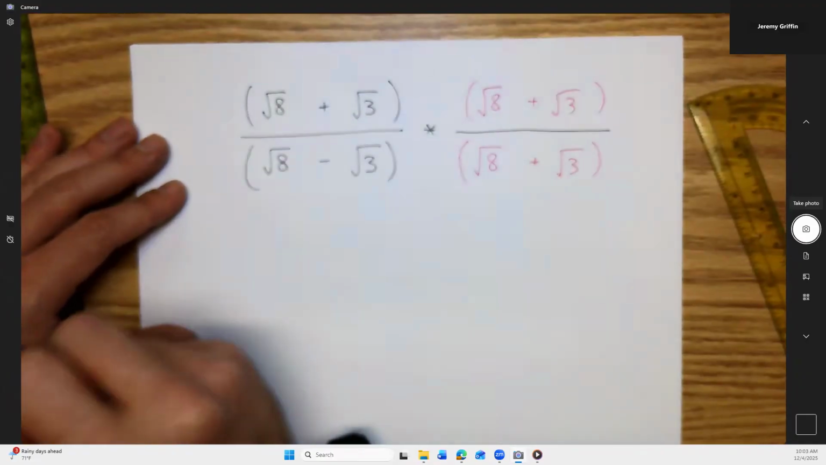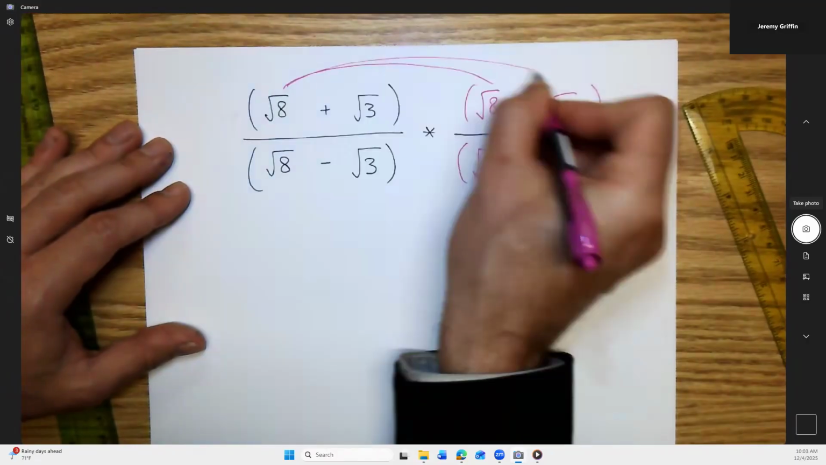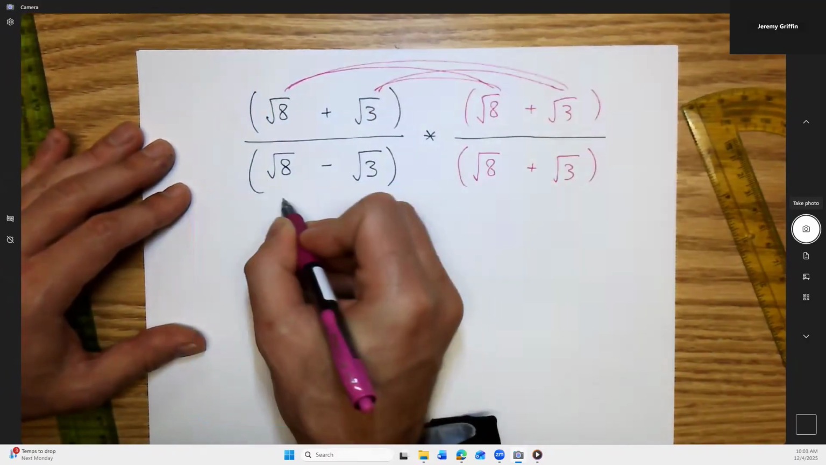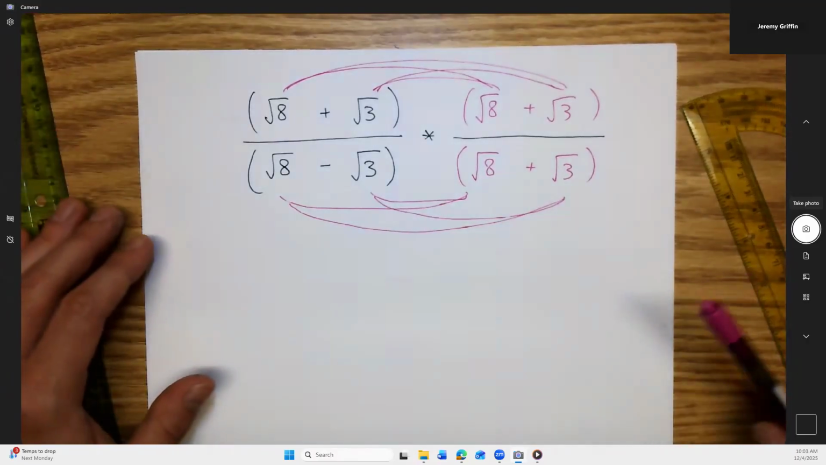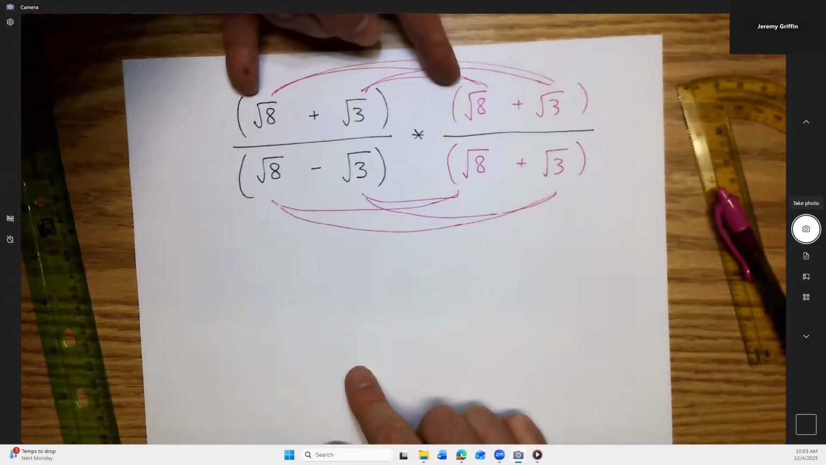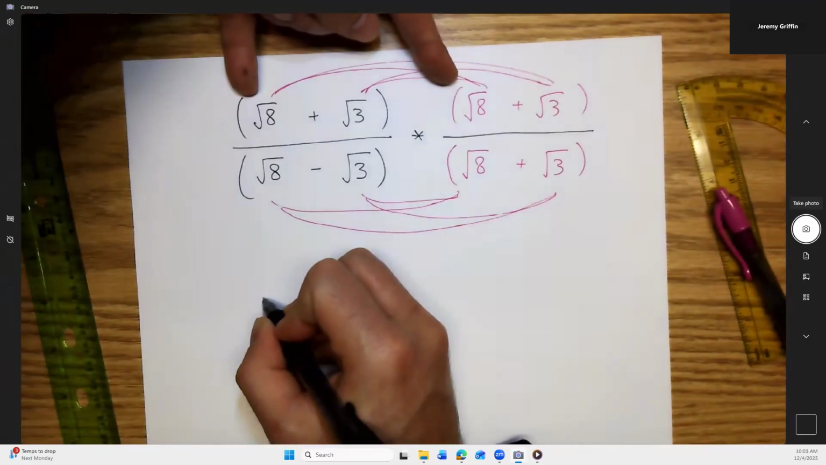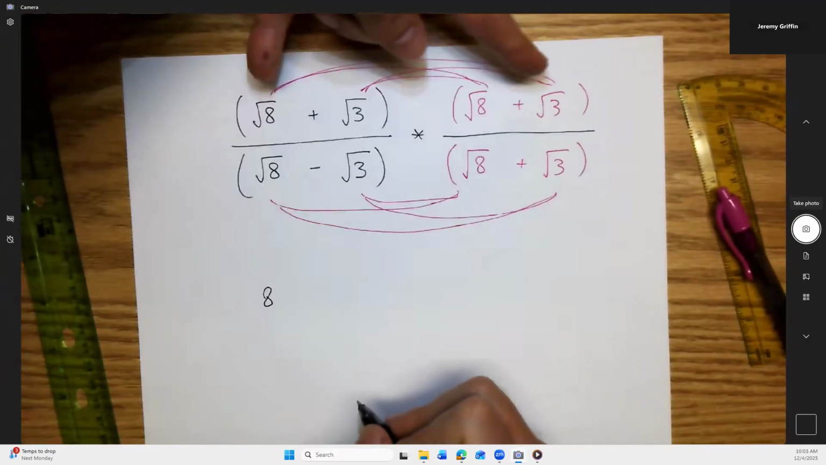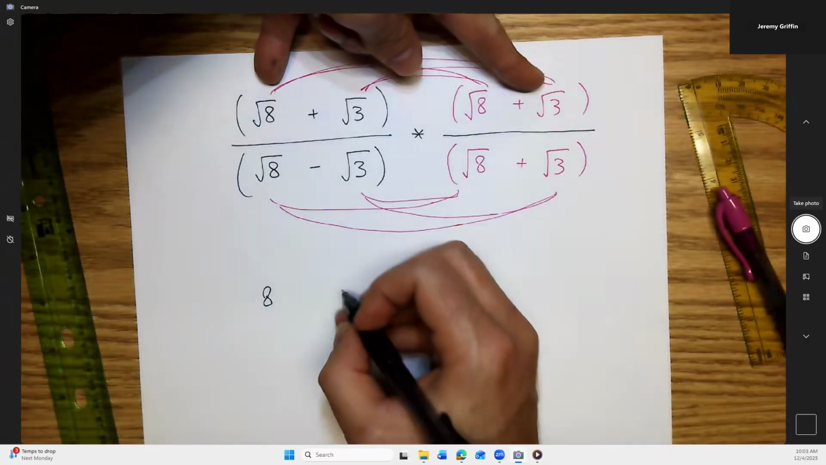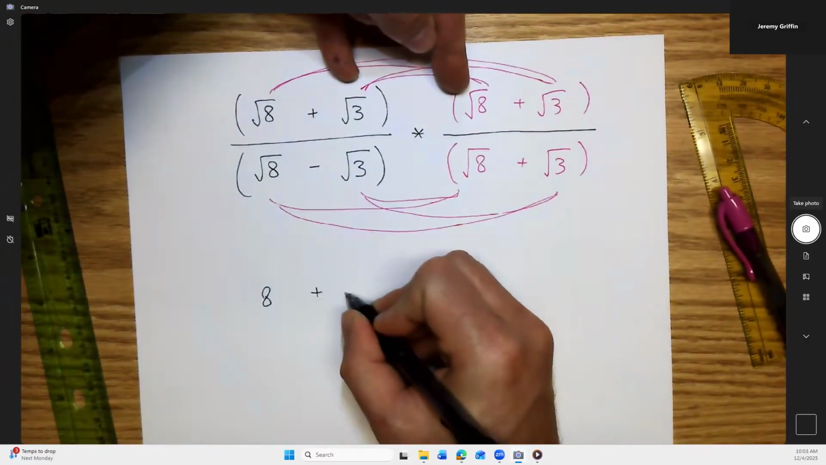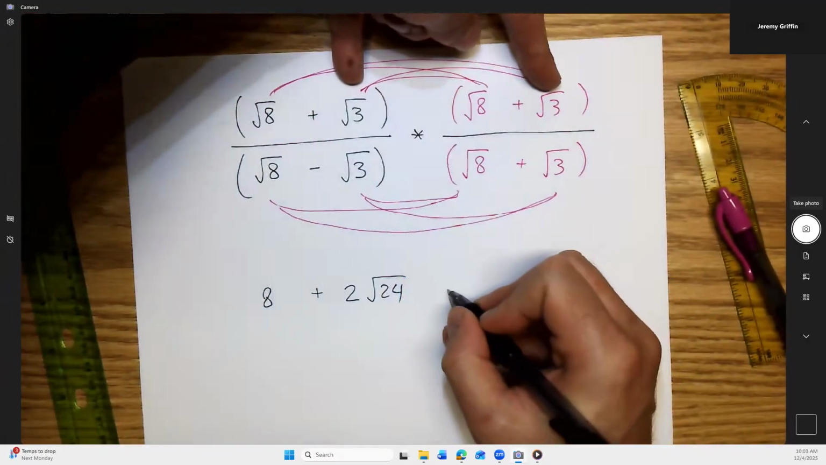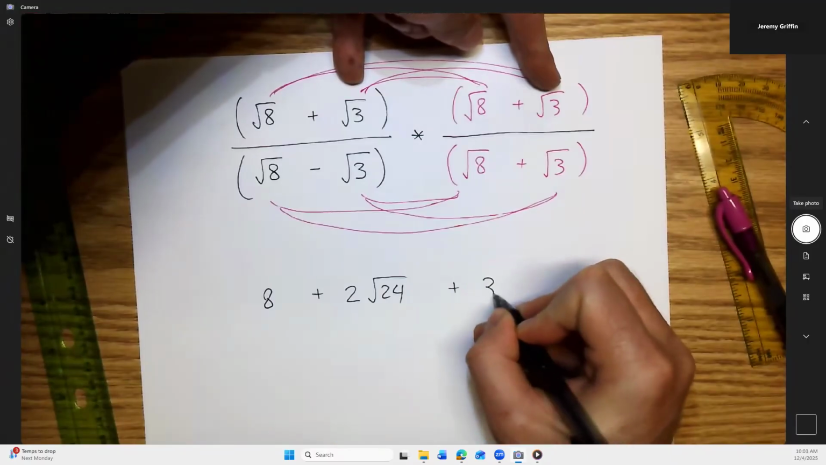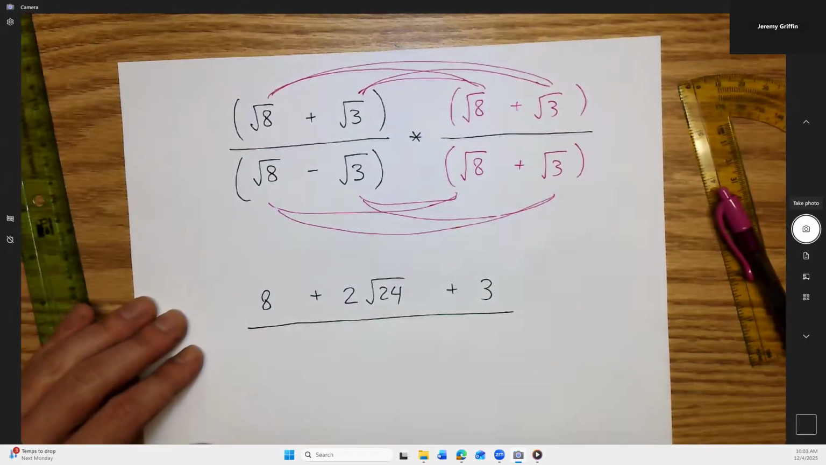So, FOIL. You go first, outside, inside, last. Then first, outside, inside, last. So, guys, what's root 8 times root 8? Root 64, which is 8. And then root 8 times root 3, I think it's root 24. And then I got another root 24. So isn't that like 2 root 24? And then what's root 3 times root 3? Just 3.